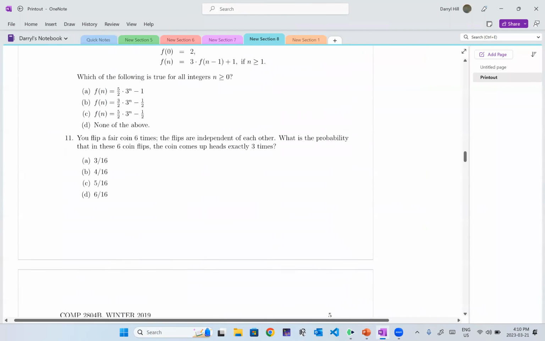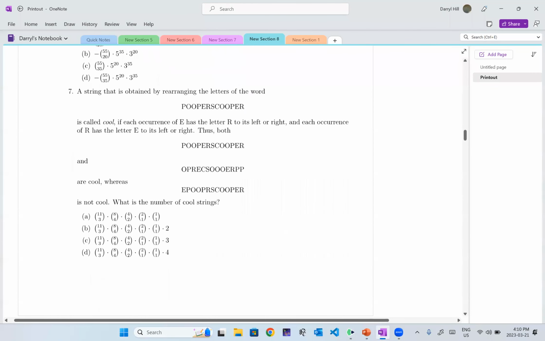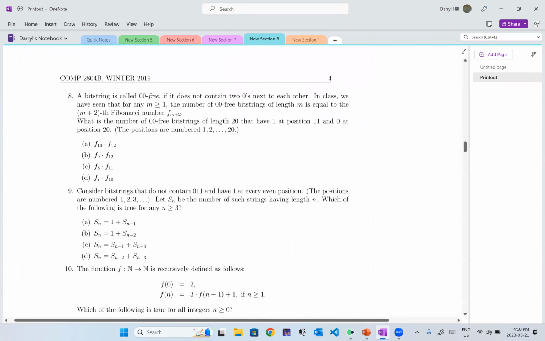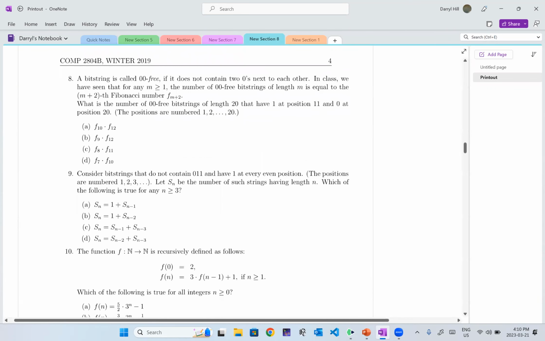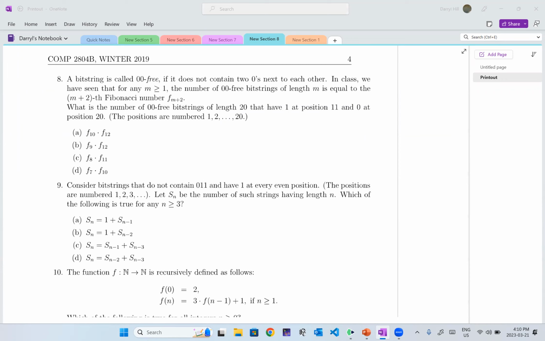This is the final exam. Counting is up until question 7. There's no pigeonhole principle on this one. I think in some sense pigeonhole principle is very straightforward. But starting at question 8, we have recursion, and Fibonacci is a good sign that we've entered recursion. Okay, so let's look at question 8.